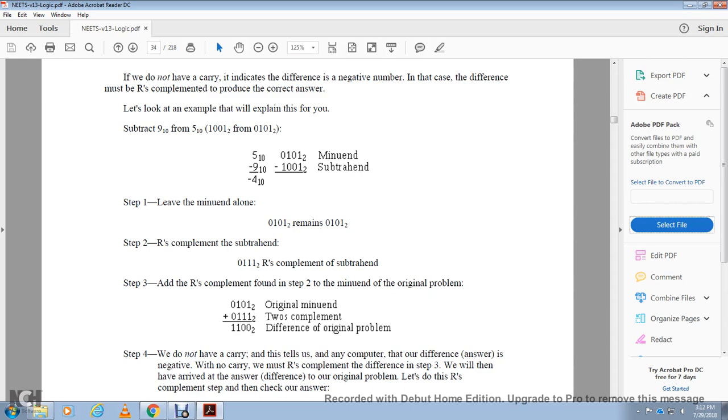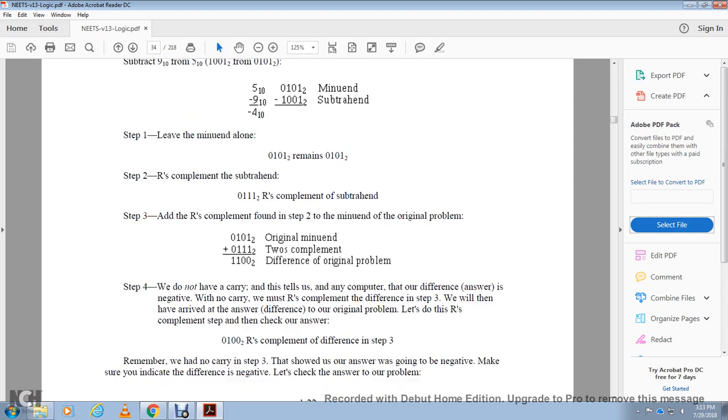Difference of the original problem. We do not have a carry, which tells us the answer of the difference is negative. There will be no carry. The radix complement of the difference in step 3 will then give us the answer of the difference of the original problem. Let's do the radix complement step, and then check the number.